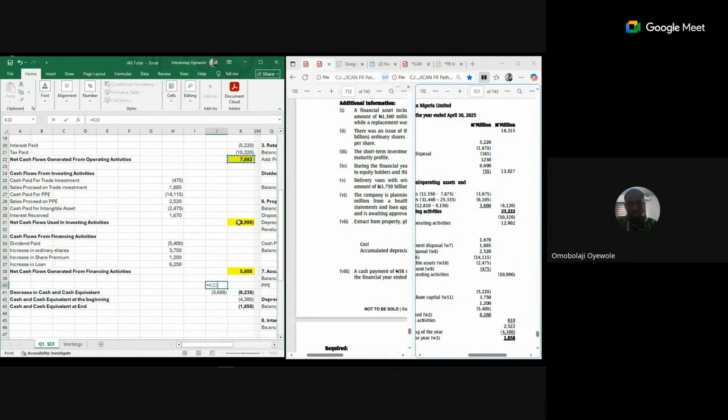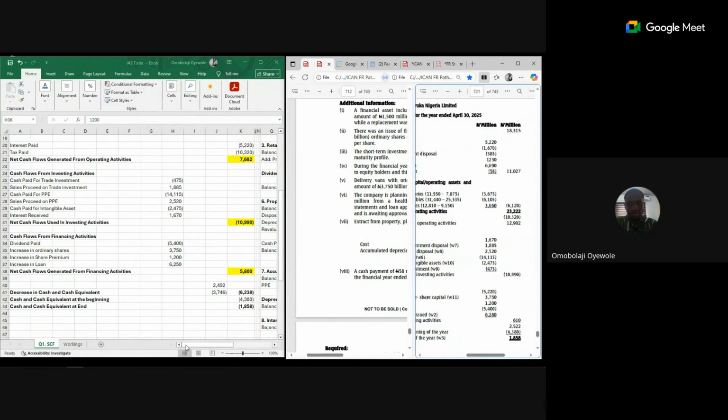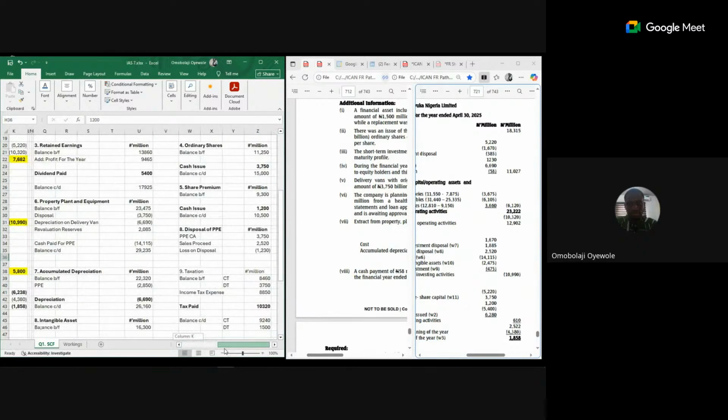This plus this plus this, 2,492. So let's check this. This is 3,750. This is 3,750. This is 1,2. Oh, is this 6,280 loan notes? Let's check the loan notes.